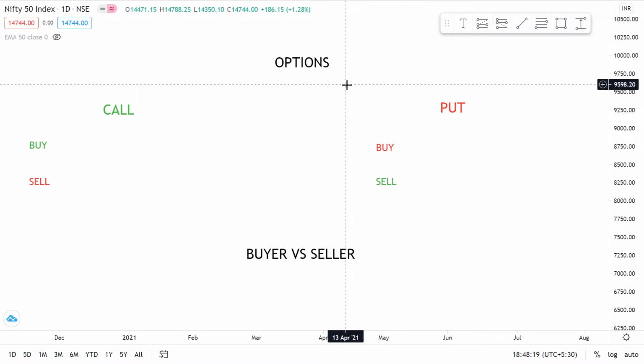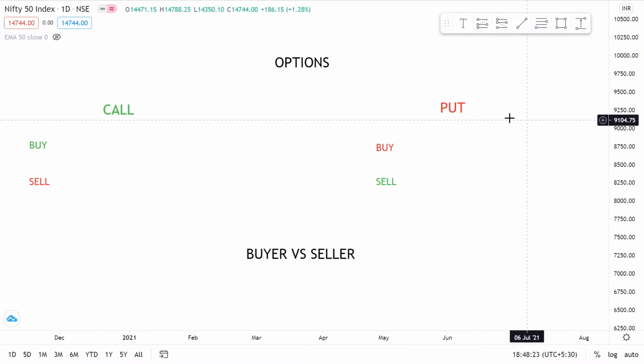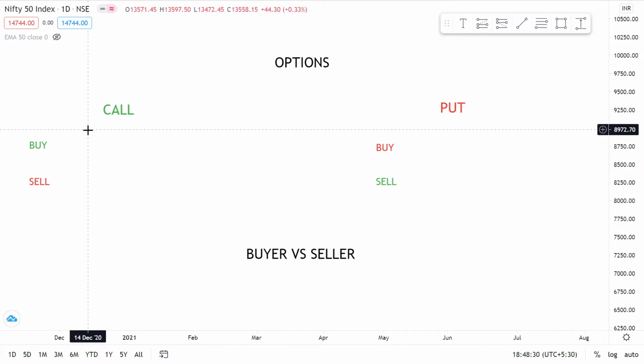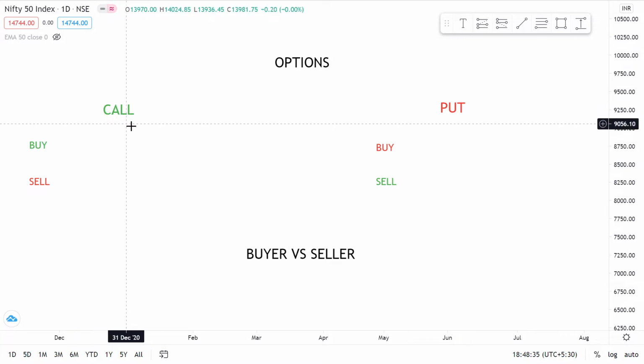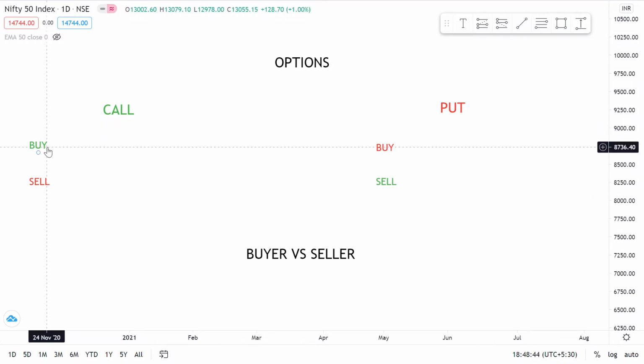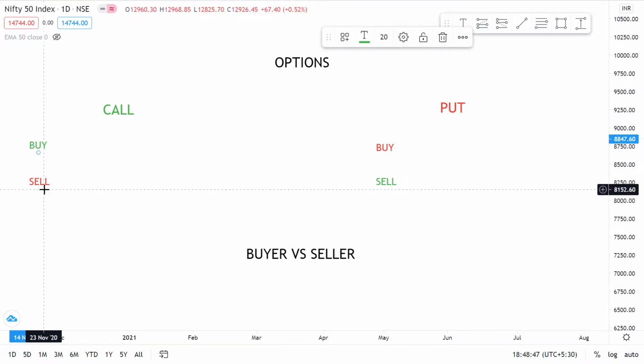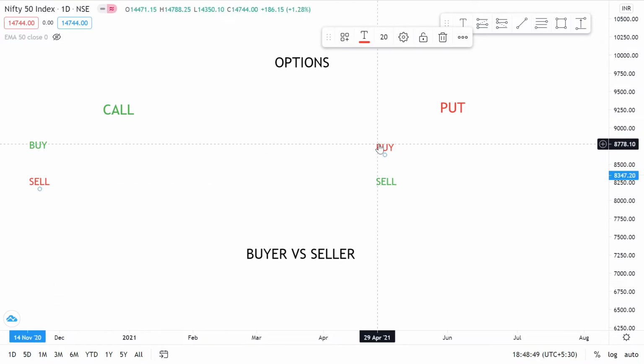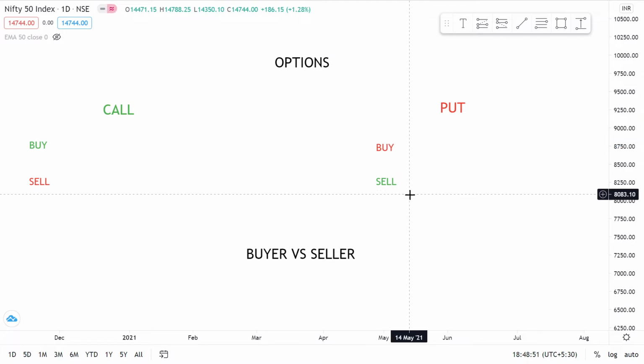So there are two different types of options, as you can see on the screen. You have a call option and you have a put option for every stock and for every index. So let's see how a call option or a put option moves first according to the price of the corresponding instrument. Now we can either buy a call option or sell a call option. Similarly, we can either buy a put option or sell a put option.